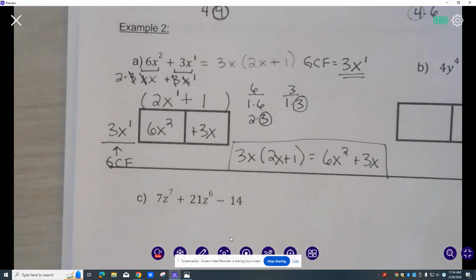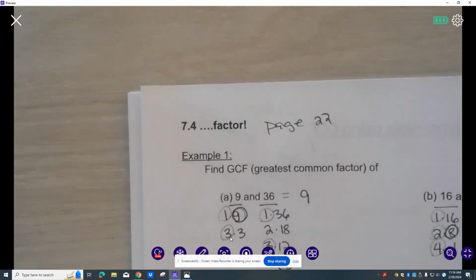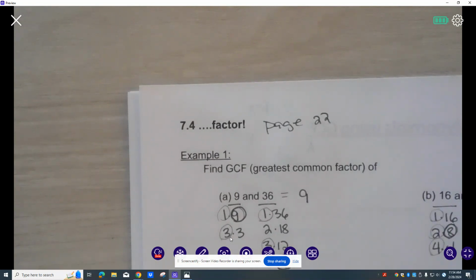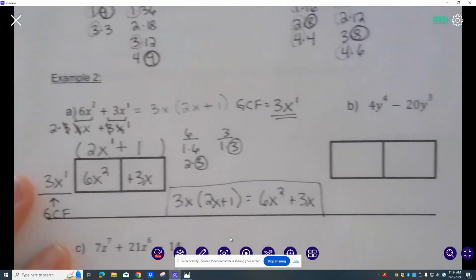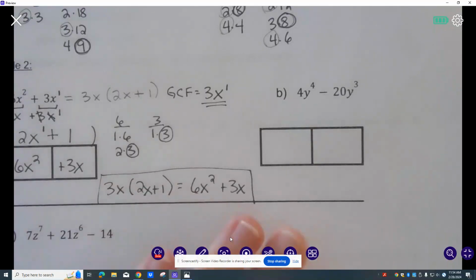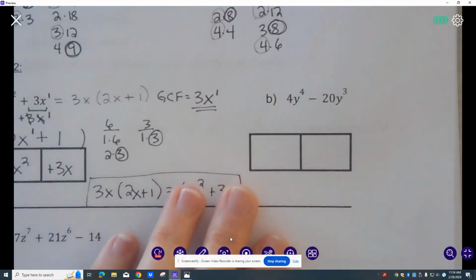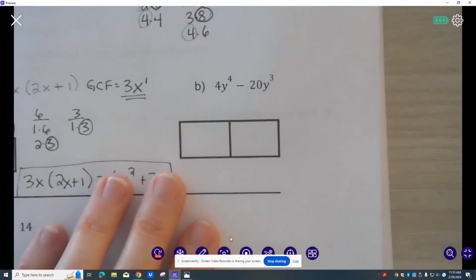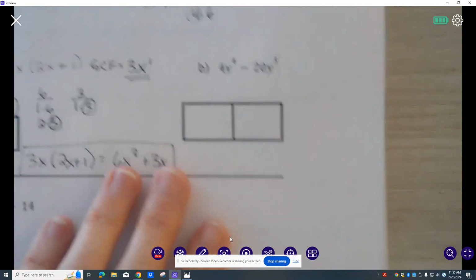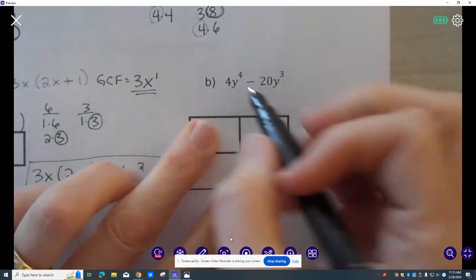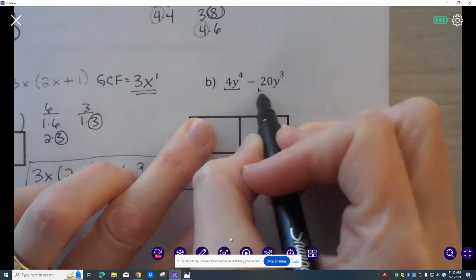This is a continuation of the 7-4 video, page 22 in your notes, and we are going to do example 2, part B. So just like in part A, the first step is finding the greatest common factor for your two terms. This is a binomial.